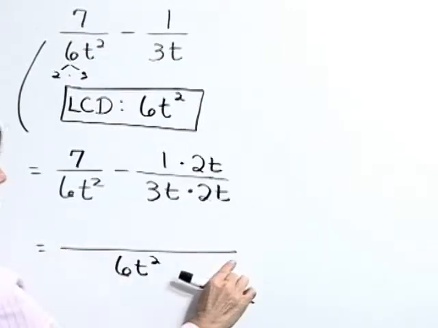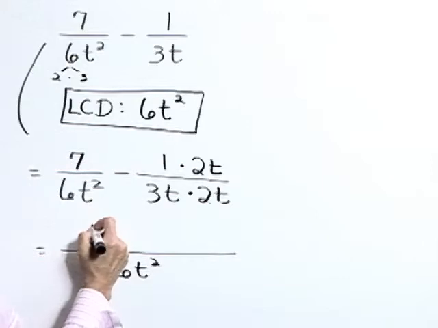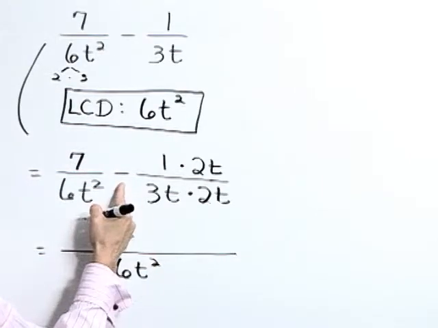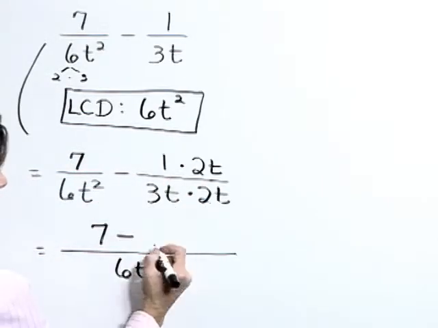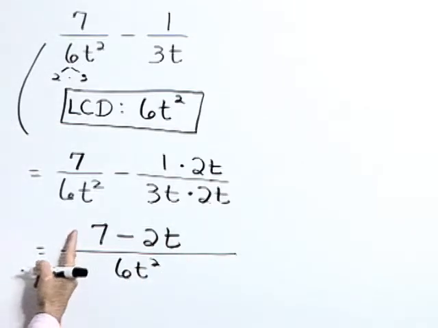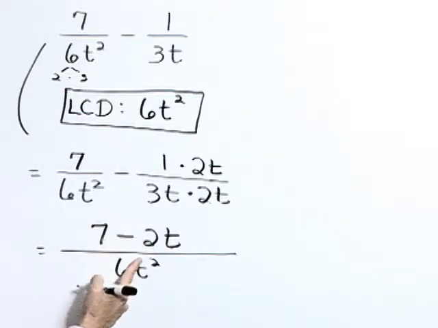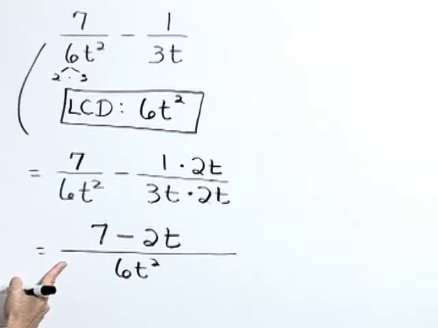So I'm going to put 1 fraction bar. Let's clean up the numerators. We have 7 minus the product of 1 and 2t is just 2t. So we've performed our subtraction. That numerator isn't going to factor, so this is in lowest terms. So our answer should be written as 7 minus 2t over 6t squared.